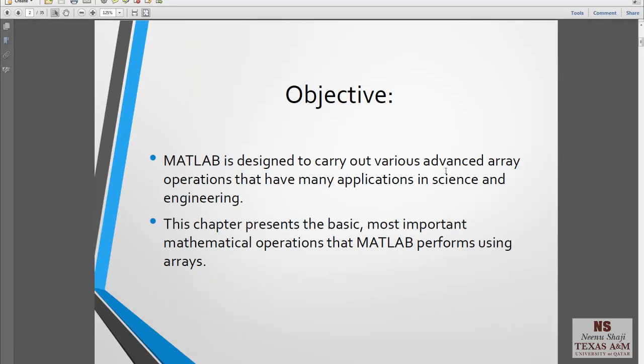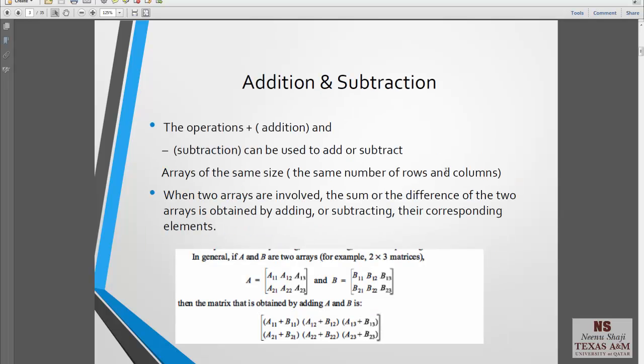Matlab is designed to carry out various advanced array operations that have many applications in science and engineering. This chapter presents the basic, most important mathematical operations that Matlab performs using arrays.